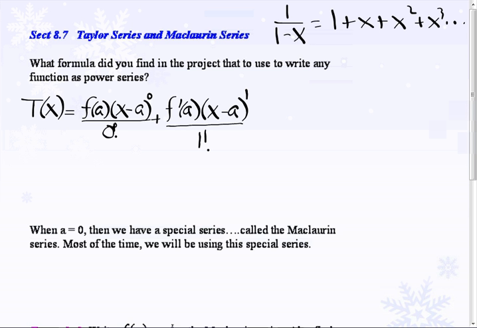So this is the 0 derivative. You're not taking a derivative. Plus, then it's the second derivative.